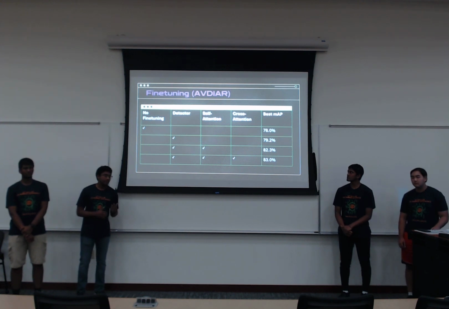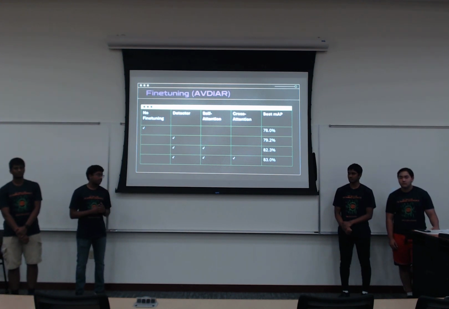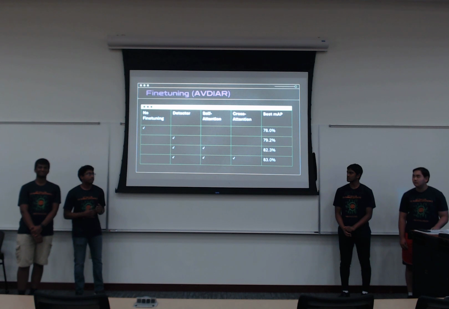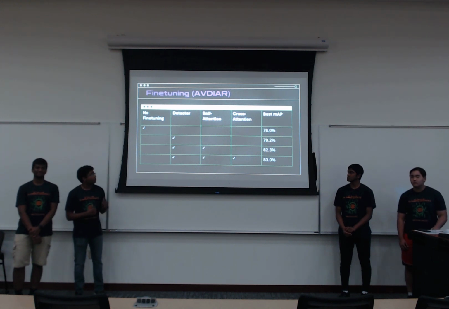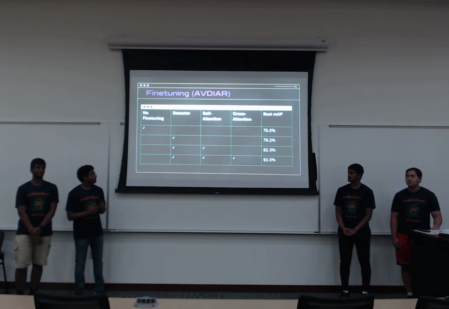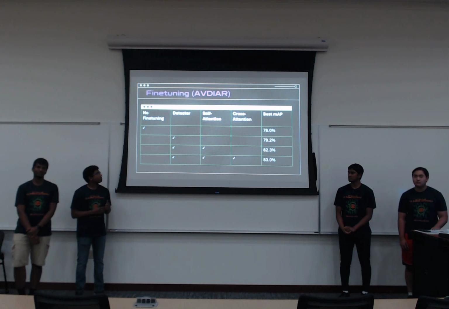Because we didn't use the AVA Active Speaker dataset and we used a smaller AVA dataset, we had to fine-tune TalkNet for our data. Before fine-tuning, we had a 78% accuracy. But as we started fine-tuning more parts like the detector, self-attention, and cross-attention, we achieved an accuracy of 83%.